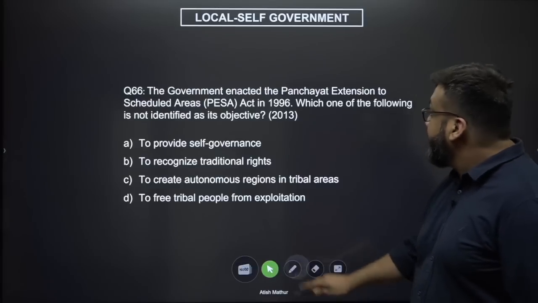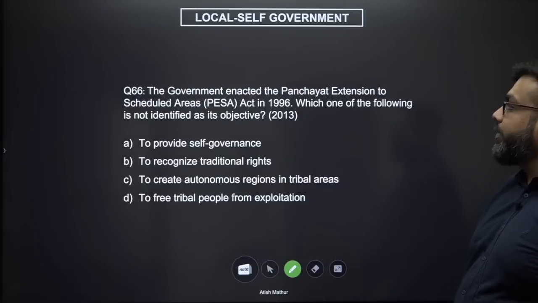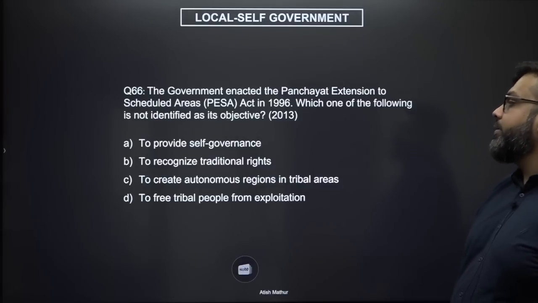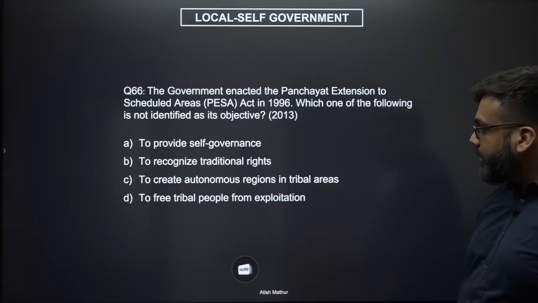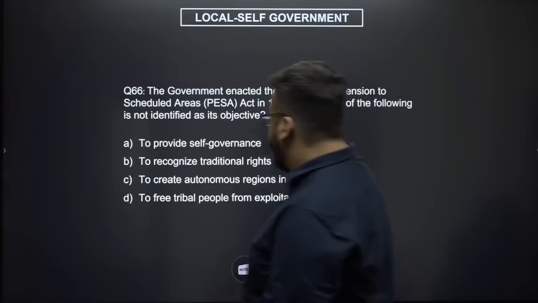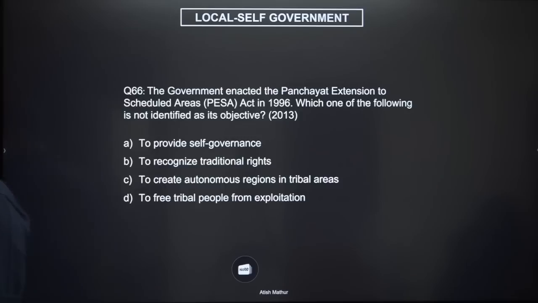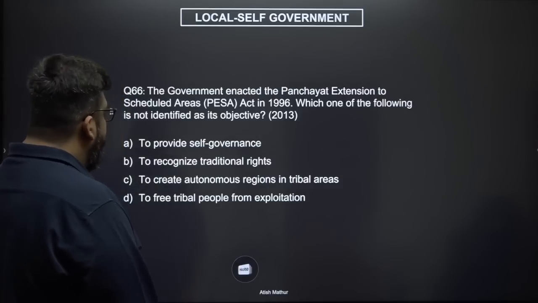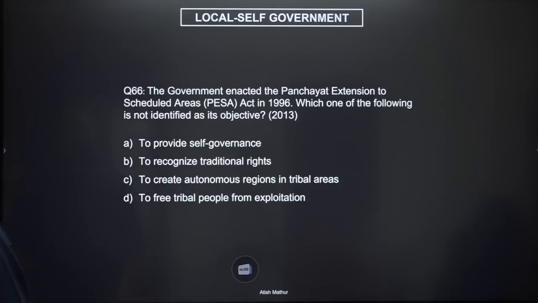The government enacted the Panchayat Extension Act. Which of the following is not identified as its objective? To provide self-governance, to recognize traditional rights, to create autonomous regions in tribal areas, to free tribal people from exploitation. Now, what do you mean by autonomous regions? It means you have the powers to govern yourself, right? Now, think about this. Do we create self-governing institutions such as Gram Sabha? Yes, of course we do. So let's understand this is not identified.